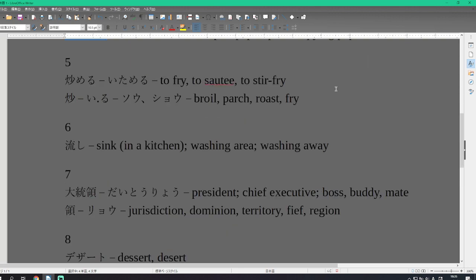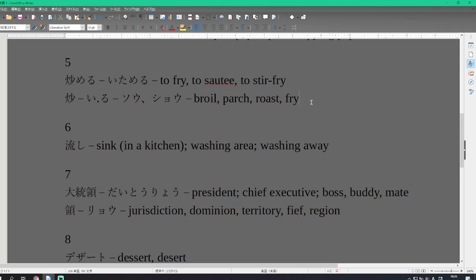Number 5 is itameru, to fry, to saute, or to stir fry. Radicals in this kanji are fire on the left side, and on the right side we have a little bit. So cooking a little bit, or putting it on the heat a little bit, is to broil, parch, roast, or fry. Iru, so, or sho is to boil, fry, or saute. Itameru is to fry, to saute.